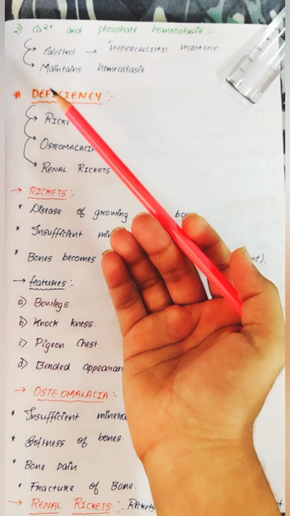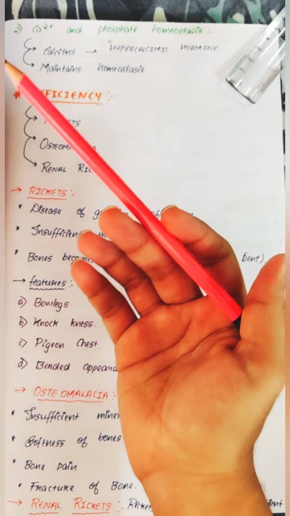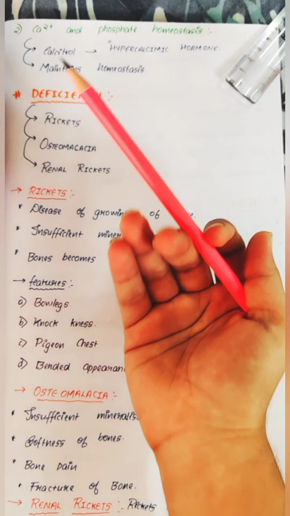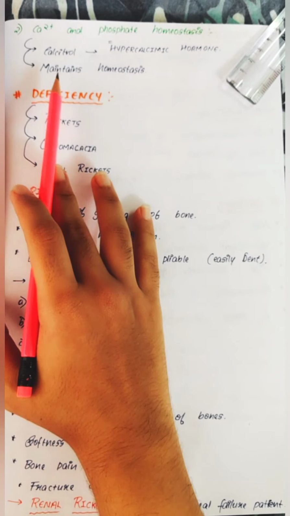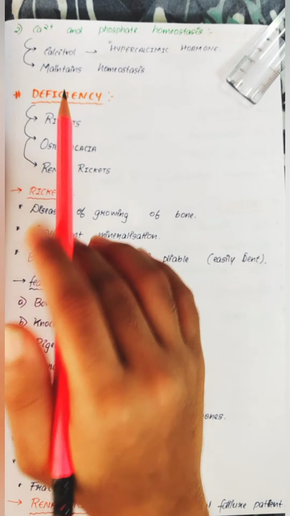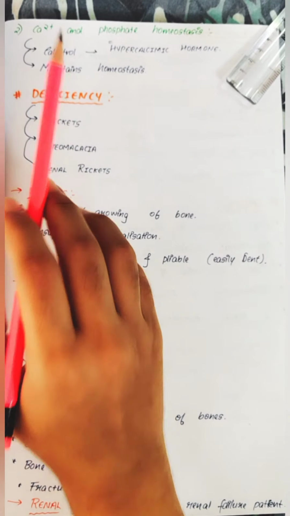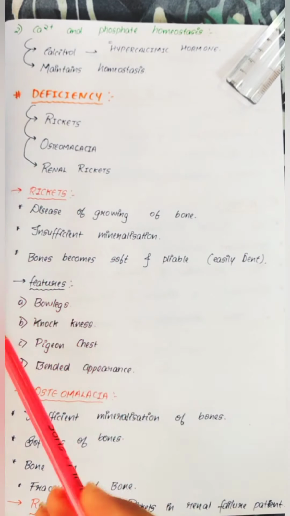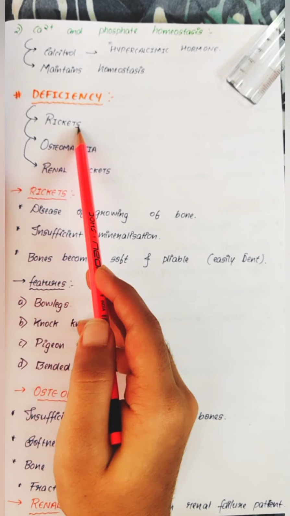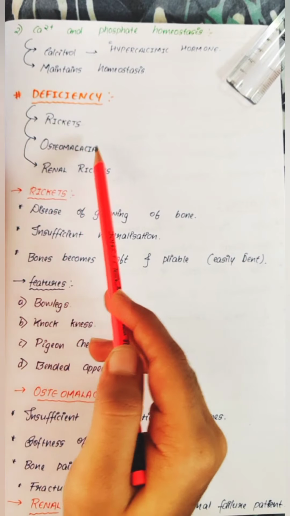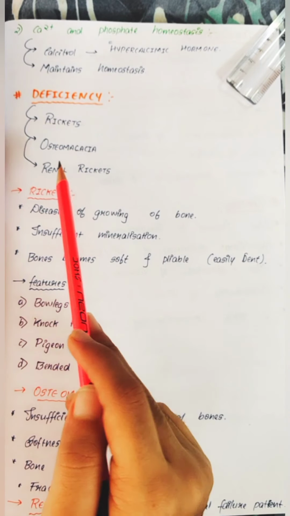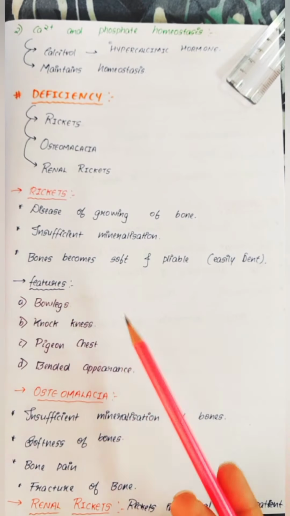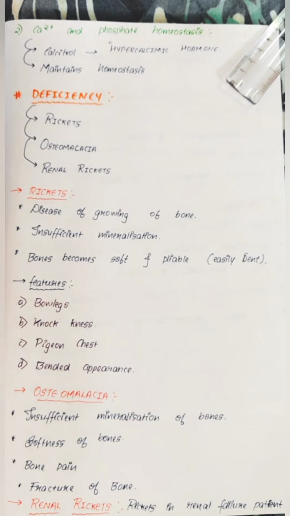When there is a decrease in calcium concentration in our body, calcitriol tries to increase the calcium concentration. It also helps in maintaining homeostasis. As I've said here, if there is deficiency of vitamin D, what will be the causes? First, it causes rickets. Second, it causes osteomalacia. And third is renal rickets. We'll look at some information about the three deficiencies.